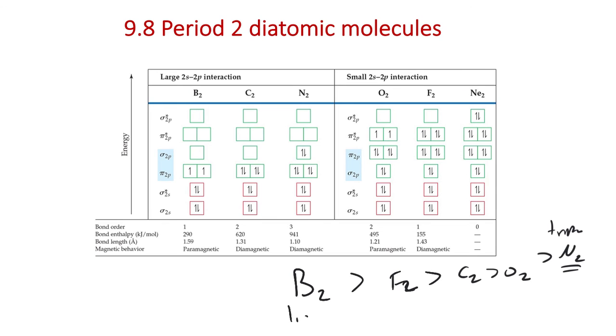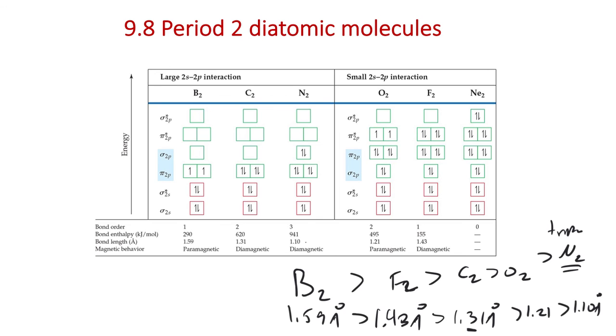So B2, 1.59 angstrom. F2 should be shorter, 1.43 angstrom. So that's good. And then C2 was 1.31 angstrom, so that it's shorter as we predict, but then it should be longer than O2. O2's bond length, 1.21 angstrom. And then if we throw nitrogen onto the list, N2, even shorter, being triple, 1.10 angstrom. So you can see all of our sizes make sense, from the bonding type that we get for triple versus double versus single, and then even the 2 singles, the bigger atom being longer, and the 2 doubles, the bigger atom being longer as well.